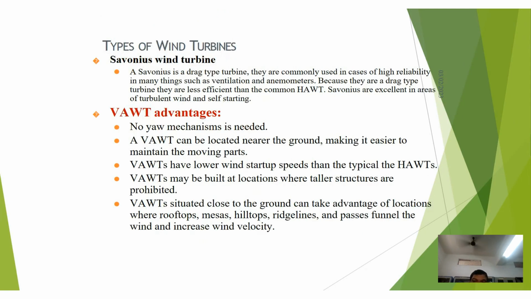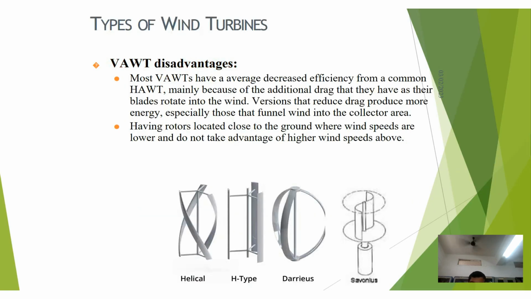So the advantages are, there is no need of a yaw mechanism. It can be located near the ground, making it easier to maintain the moving parts. Generally, vertical axis wind turbines have lower wind startup speeds than the typical horizontal axis wind turbines. They can be built at locations where taller structures are prohibited. Since it is situated very close to the ground, it can take advantage of locations where rooftops, hilltops, and passes funnel the wind and increase the wind speed.